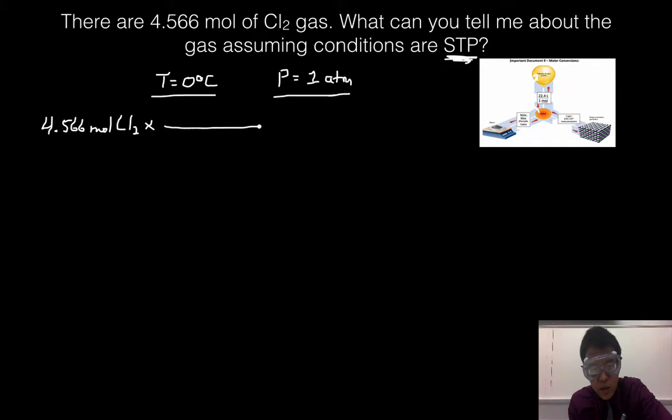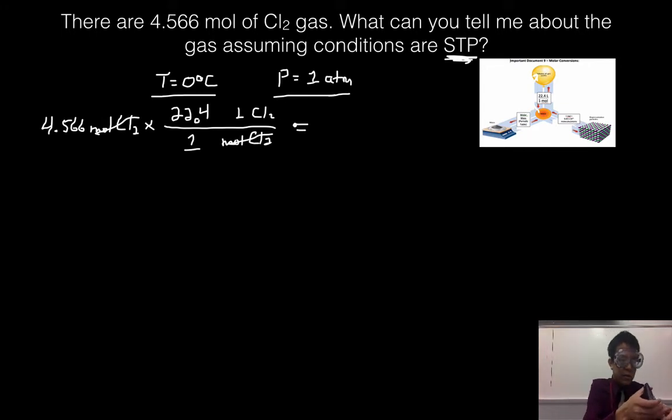Alright, so I'm ready to convert. I know I've got moles of Cl2. I want to cancel those, so I'm going to put moles of Cl2 on the bottom. And I know I want to get to liters, so I'm going to put liters of Cl2 on top. Now that my units are in place, I know this cancels, and I'm ready to plug my numbers in. In 1 mole there are 22.4 liters. So in other words, in 1 mole of Cl2, there will be 22.4 liters.